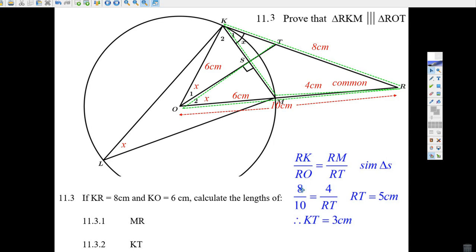But hey, we know RK is 8. We know that RO is 10. We know that RM is 4. Well, we solve this. We multiply by RT and to the top, multiply by 4, divide by 8. Just solve this little equation. You get RT is 5 centimeters. Well, if RT is 5 centimeters and this has to add up to 8 centimeters, KT must be 3 centimeters. So there you go.